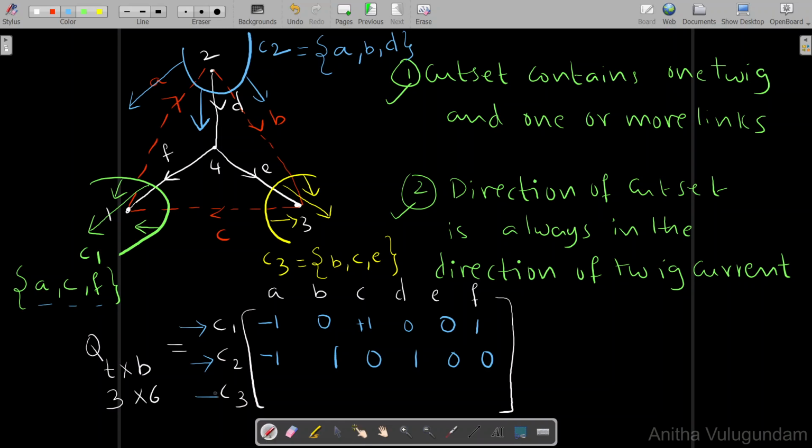Next, coming to C3. Let's fill row 3. Let us start in alphabetical order B, C, E. Remaining branches are not connected to this cut set, so we put 0. Identify the direction of current in each and every branch. So let us see first B. The current flowing in branch B is in the same direction as the cut set. So +1. Next, the direction of current in branch E is in the same direction as cut set 3, +1. Next, current direction in branch C is in reverse direction of cut set 3. So we'll put -1 over here.